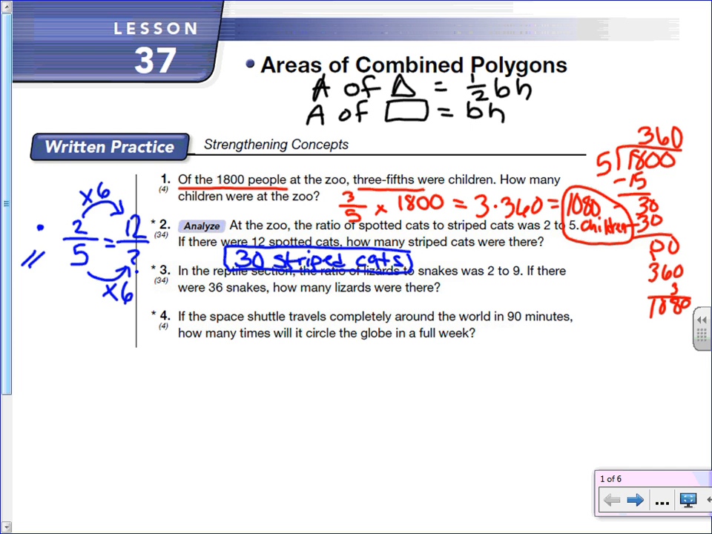In the reptile section, the ratio of lizards to snakes was 2:9. If there were 36 snakes, how many lizards were there? Well, to go from 9 to 36, we multiply by 4. Got to do that on the top, 2. And 2 times 4 is 8.